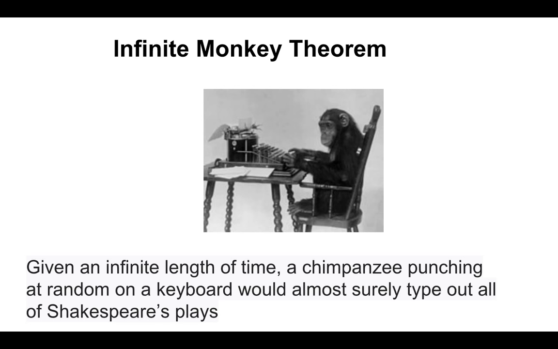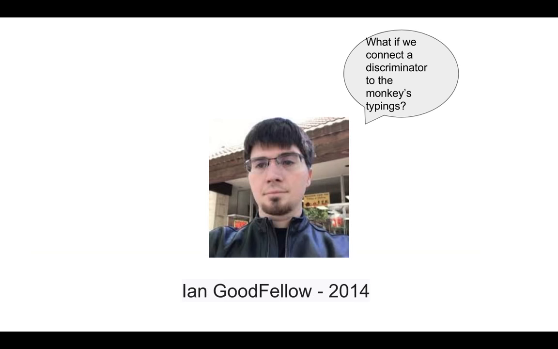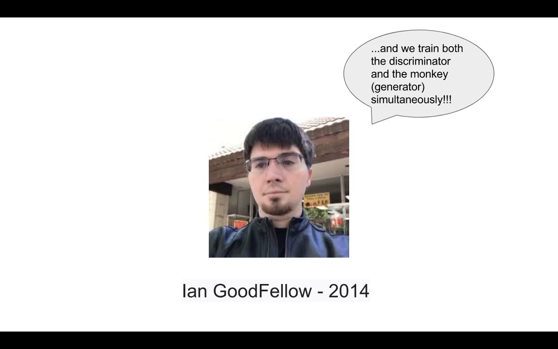So we know what a generator is. Now, Ian Goodfellow in 2014, while sitting in a bar, thought of this idea. What if we connect a discriminator to the monkey's typings? And we backprop the error back to the monkey. And we train both the discriminator and the monkey, in this case the generator, simultaneously.